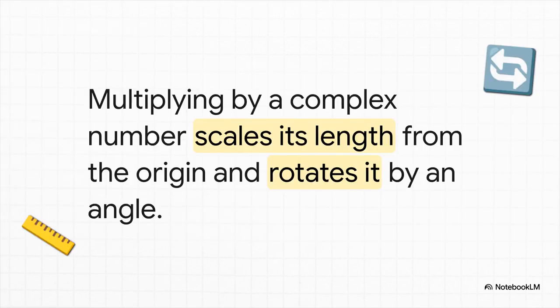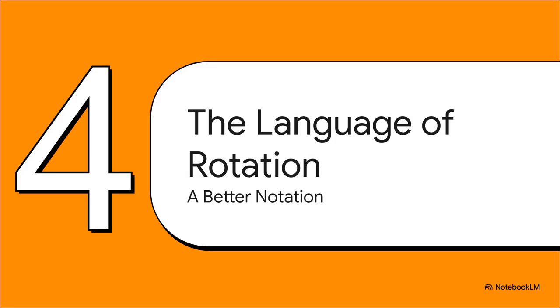It's a physical transformation. You're literally grabbing a point on the plane, stretching its distance from the center, and then swinging it around an arc to land in a new spot. It's not abstract math, it's movement. Okay, this is a huge breakthrough. If multiplication is really just about scaling and rotating, then our standard a plus ib way of writing things starts to feel a little clumsy.